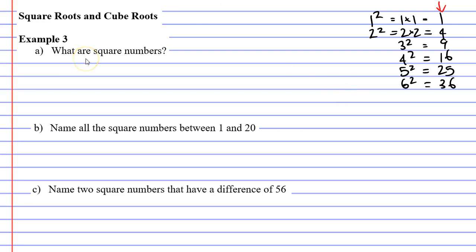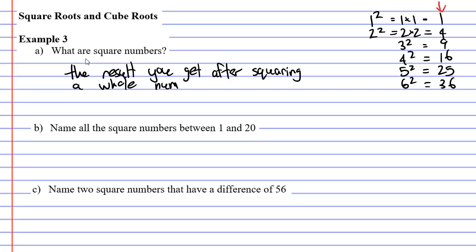So maybe that's what we can write here. The result you get after squaring a whole number. Okay, so you can't square numbers with decimals. You can't square 1.5 or 1.2. It's only whole numbers that we square.